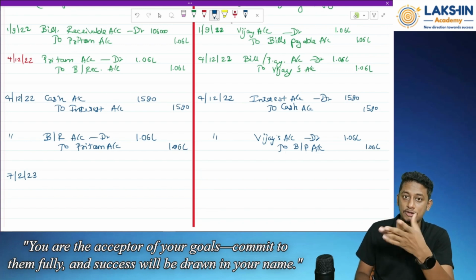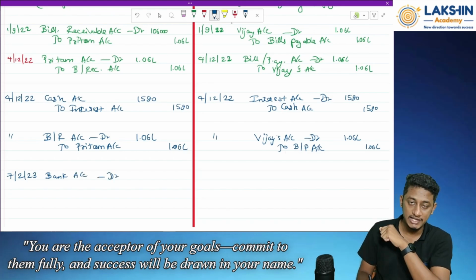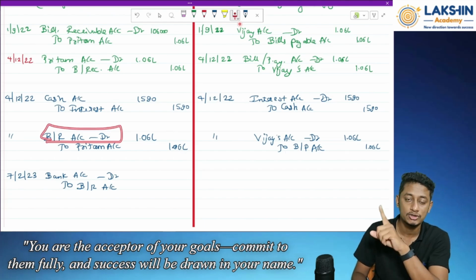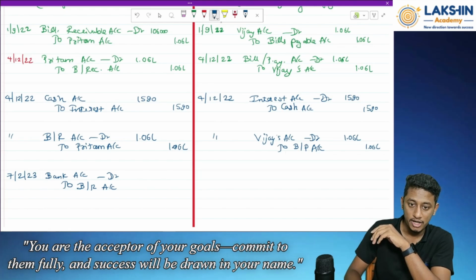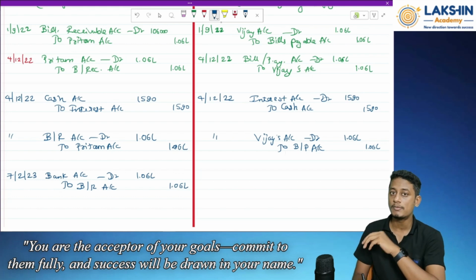Vijay has received money. So bank account is debited, because Vijay is receiving money. To bills receivable account. Why bills receivable account? Because this bill is no more required to be kept open in the books of account. So I am closing it now. For what amount? For rupees 1,06,000, whatever the amount the bill was created for.